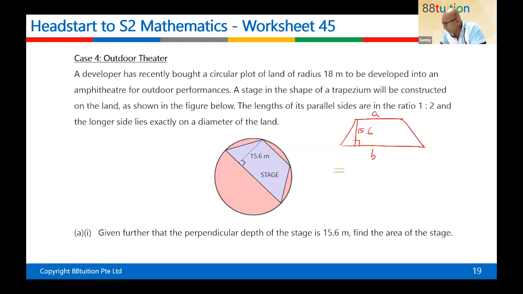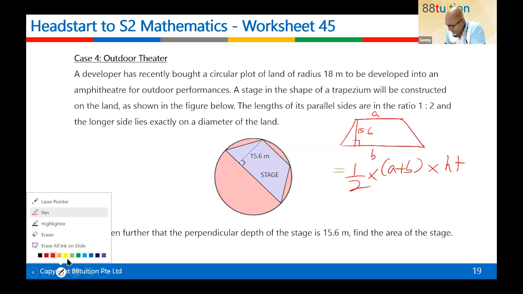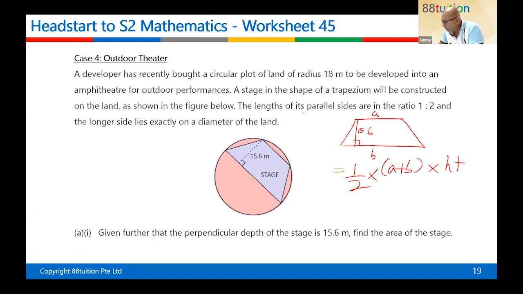I'll give you the formula first. Half times A plus B times height. This is the formula to find the area of a trapezium. If you look at the stage, the most important thing is this part here. If you read the question carefully, it says the lengths of its parallel sides are in the ratio of 1:2.